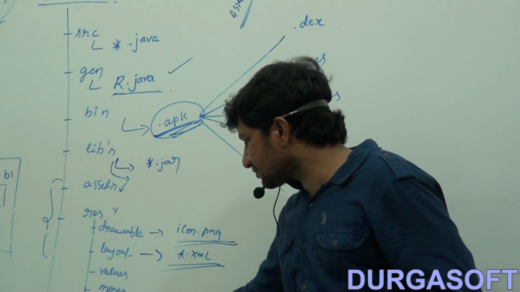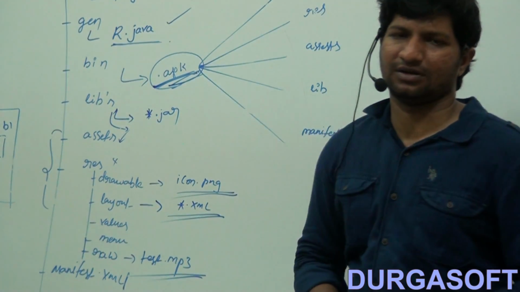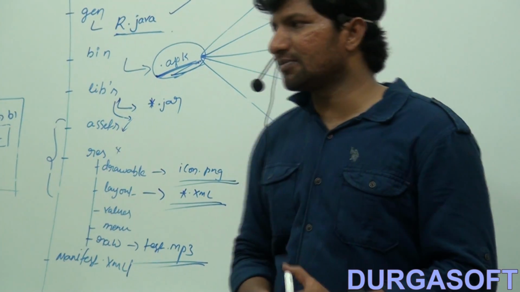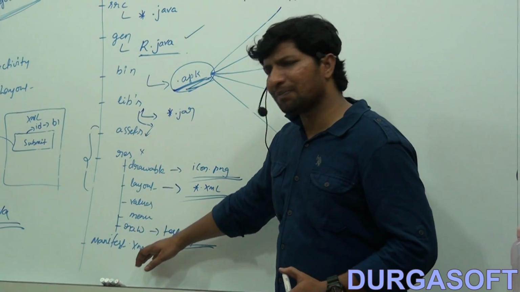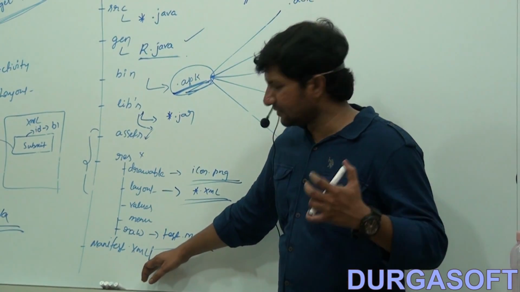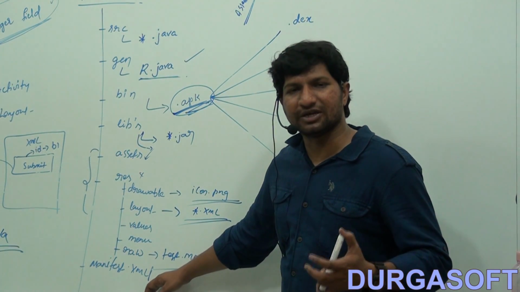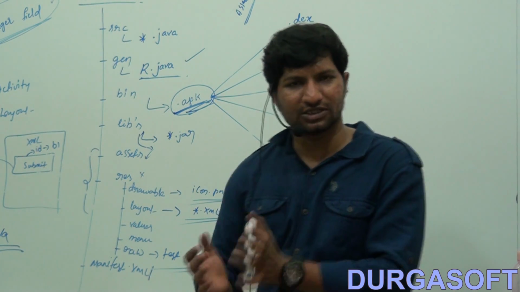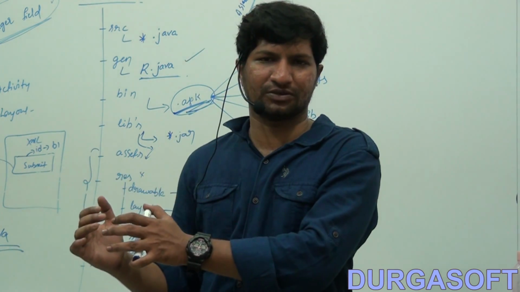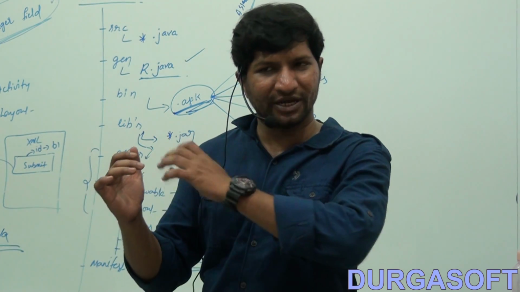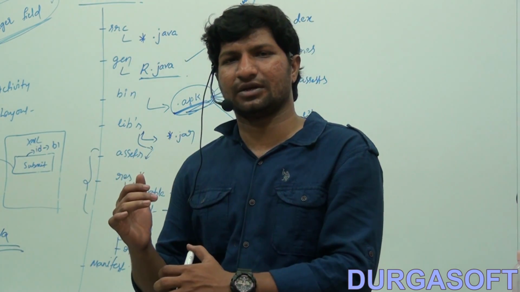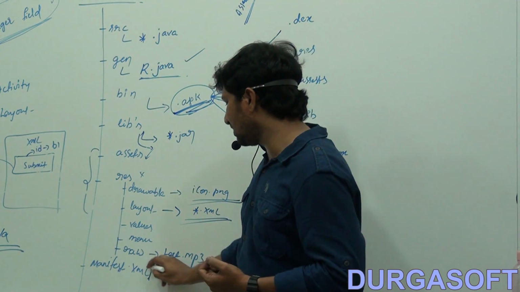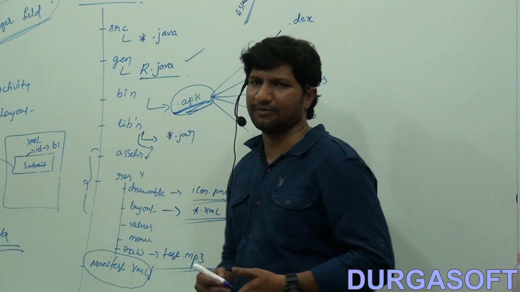And the last file is the manifest.xml file. The manifest.xml file gives the complete description about the project. The complete description means: what is the package name, what is the version of your application, what is the application icon, how many activities are there, how many services are there, what are the permissions. Everything you specify about your application goes in the manifest.xml file.